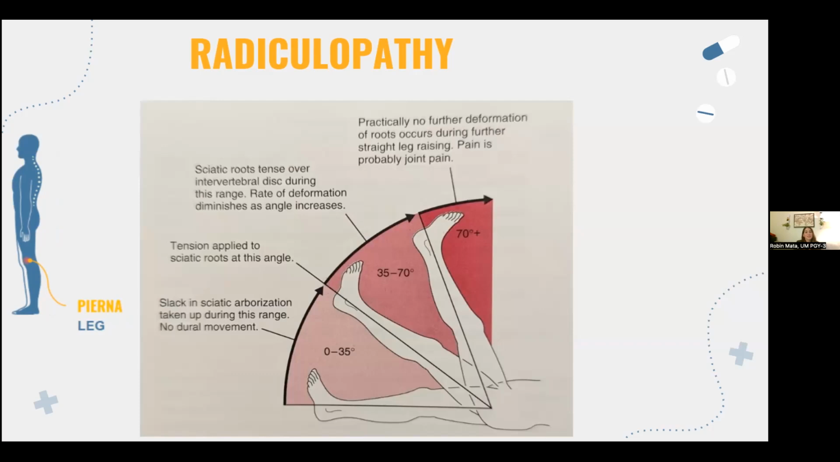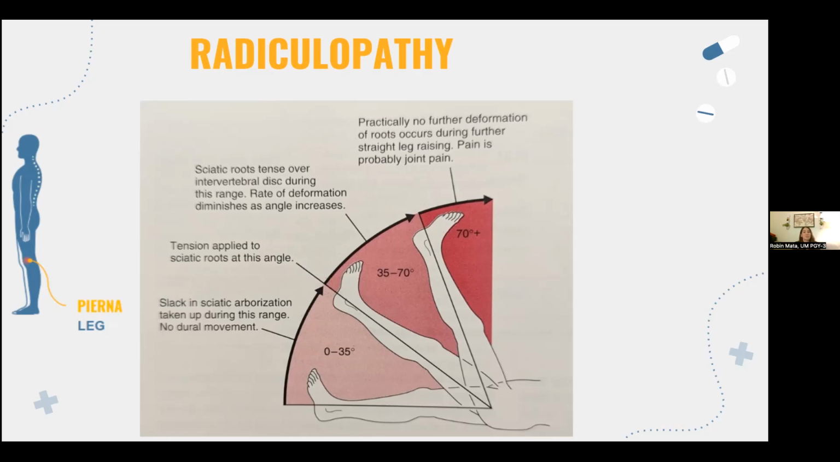There have been a lot of tests. There's a lot of controversy of, like, is the slump test more sensitive? Is SLR more sensitive? I'm not going to spark debates, but it's the straight leg raise. It's pretty tried and true. From 0 to 35 degrees, it's not until you hit 35 degrees that you actually start exhibiting some traction and pulling on that irritated nerve root.